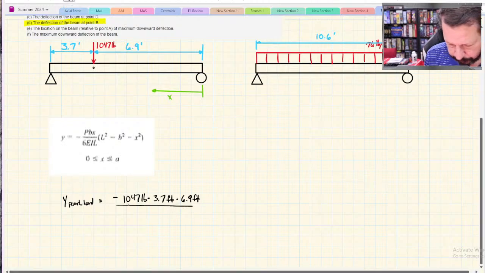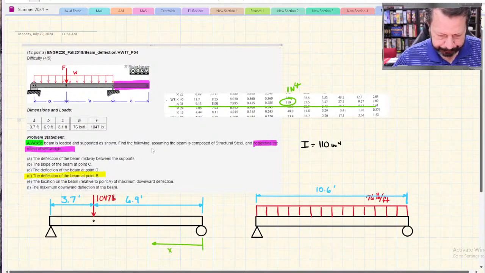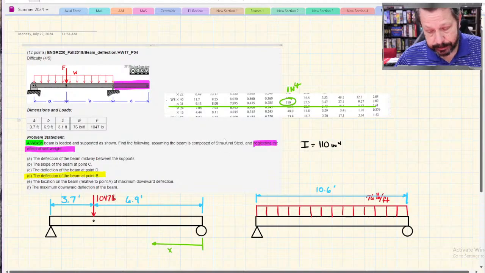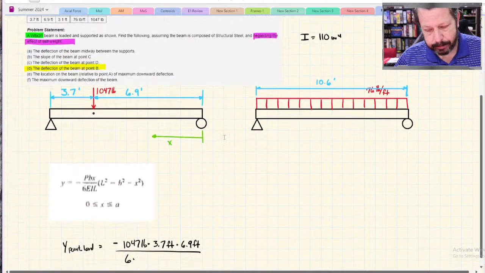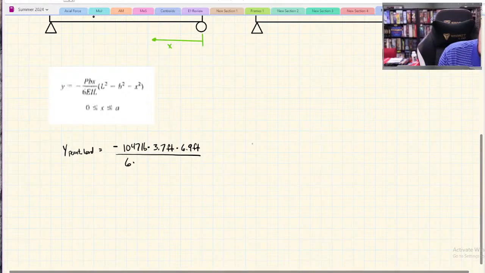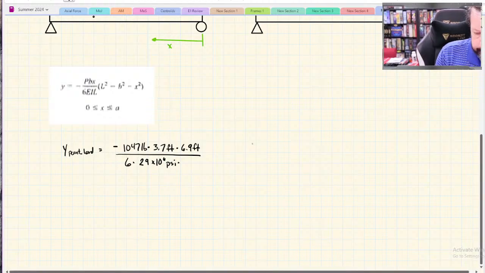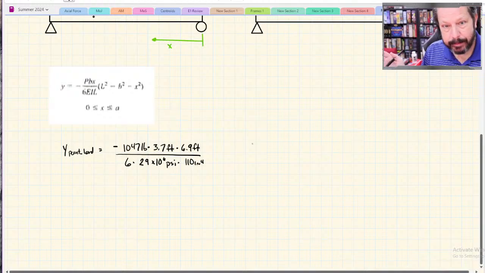Over 6E. We haven't done E. This is structural steel. I happen to remember that for US units, structural steel is 29 million PSI. I is the number we looked up, 110 inches to the fourth, because it was a W8 by 31, I think.